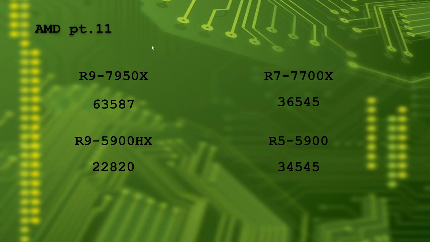Once again, pretty simple to understand. We have a highest 16-core CPU versus an 8-core CPU of the same generation. Obviously, this one is going to win over this one. Here, X for overclocking, however H for laptop, power limited, so the laptop will lose out to the non-laptop.